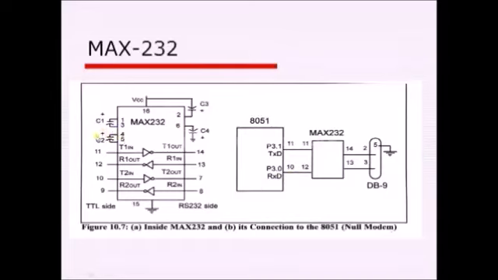So in order to convert the positive voltages to negative voltages, we use one IC, and that IC is called MAX-232. Now this will convert the positive voltages which are coming from the 8051 to negative form, and the negative voltages which are coming from the RS-232 to the positive form. So that is why we use MAX-232.